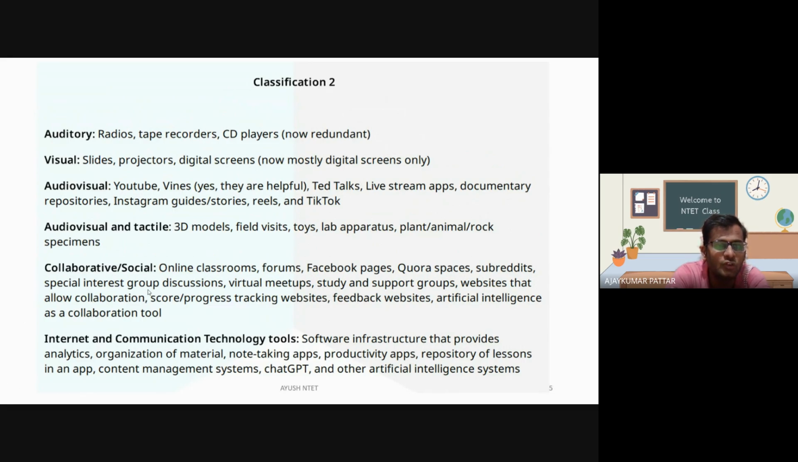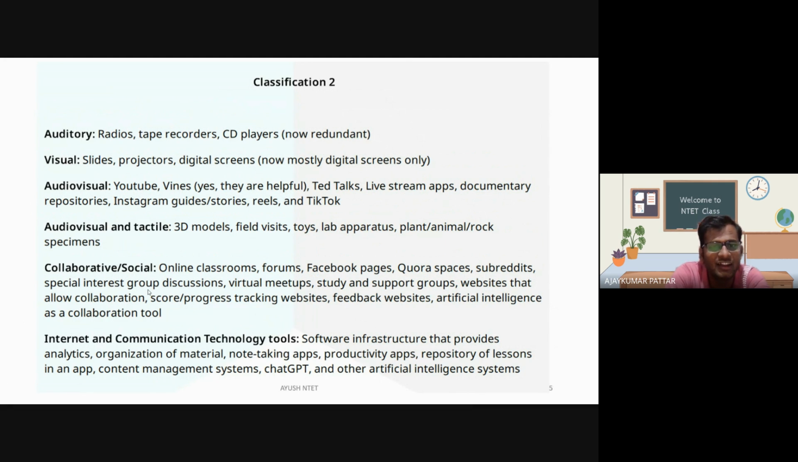Then audio-visual: in YouTube, you will listen and you will see, both vision and audio are there. If you are using any YouTube video for teaching purposes, helping our understanding of the concept, then it is a teaching aid. So YouTube videos are audio-visual examples of teaching aids. Then TED Talks, live stream apps, documentary repositories, Instagram guides, stories, reels, TikTok. These types of things come under audio-visual teaching aids.